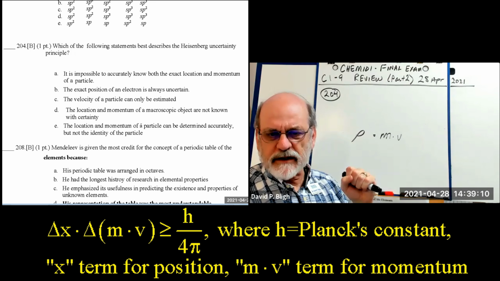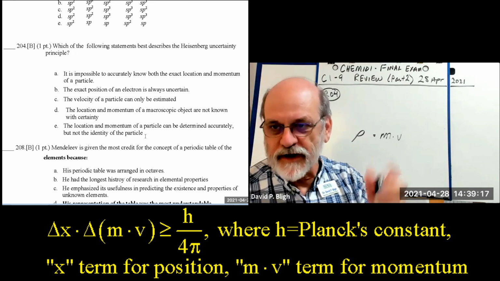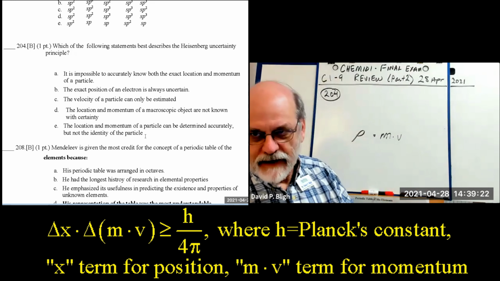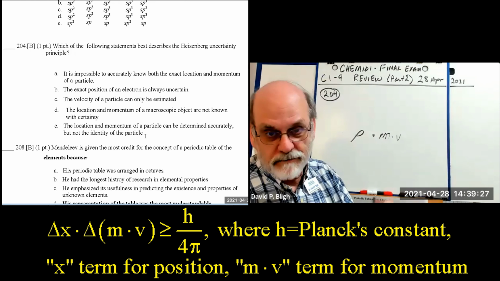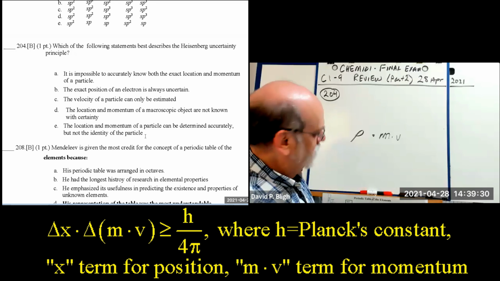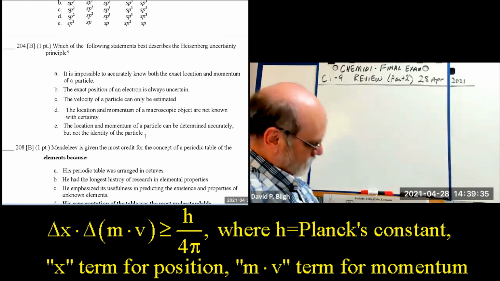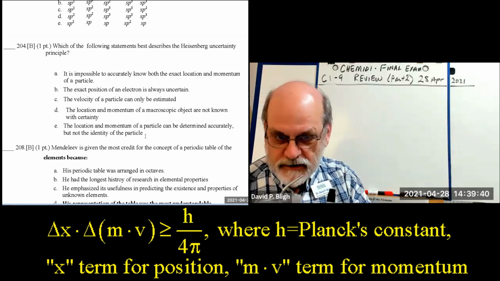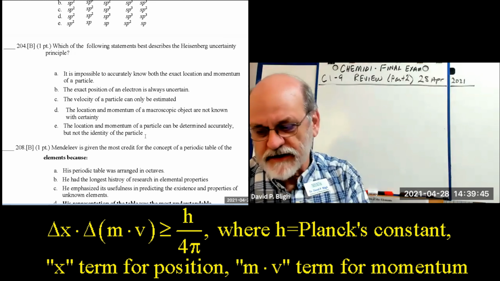The location and momentum of a particle can be determined accurately, but not the identity. I think we were just running out of things to put in there as alternates because E is rather ludicrous. I can know the identity of the particle. Whether I measure its momentum or its location, it doesn't matter. I know what it is. That's not to say there's not some other principle that would address that situation, but as it is, Heisenberg's principle says nothing about that.